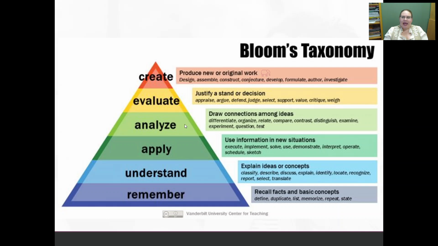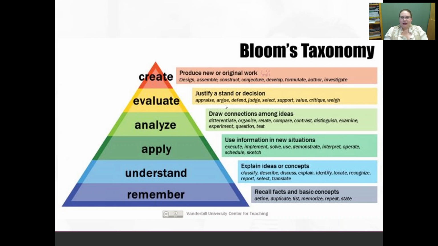Next, we're going to have analyze. This is where we're going to draw connections among ideas. This is where we would compare and contrast. This is where we are going to differentiate or distinguish between one concept and another concept. This is where we're going to experiment. Debate is going to be evaluate. This is where we're going to appraise or categorize a concept there. So this is analyze. The next one, again, we're working our way up.